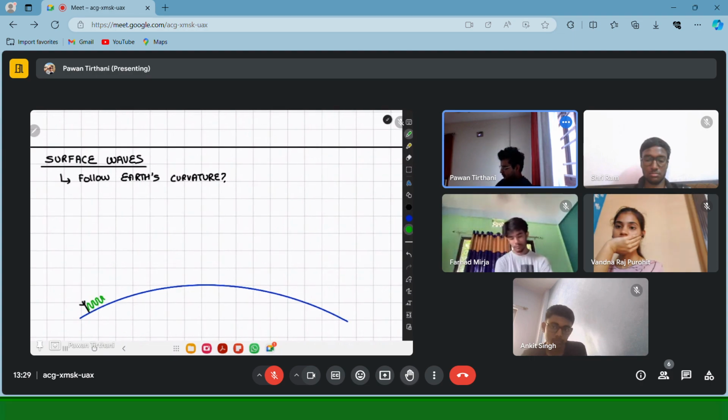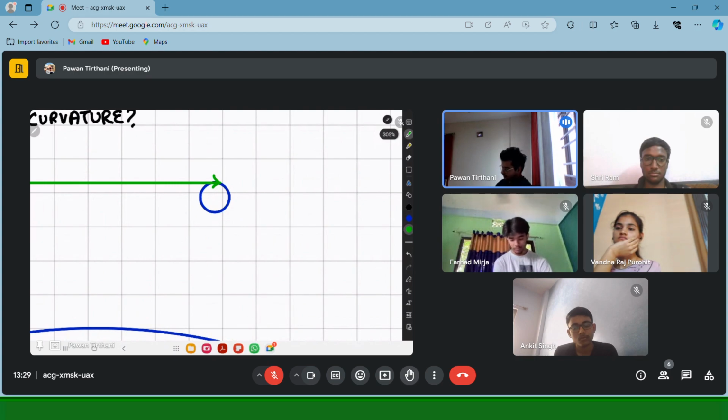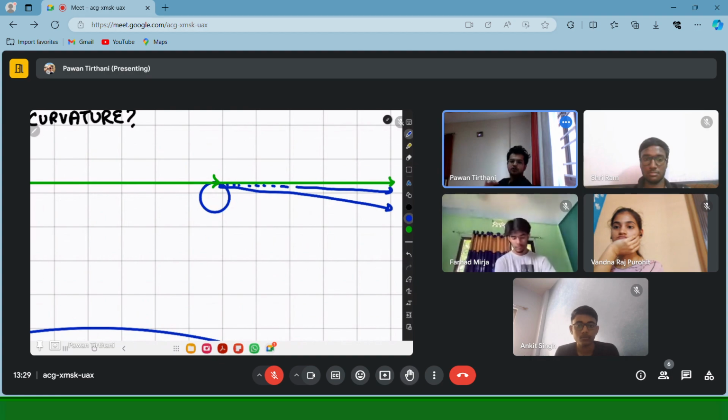Why? Due to diffraction. What is diffraction? Remember I told you that this will come in handy in a later class? Yes. So what is diffraction? Let's say there is an obstacle and you have a light source coming and hitting the edge of the obstacle. At the edge, this light wave will not only go straight, but will also bend towards the obstacle side.